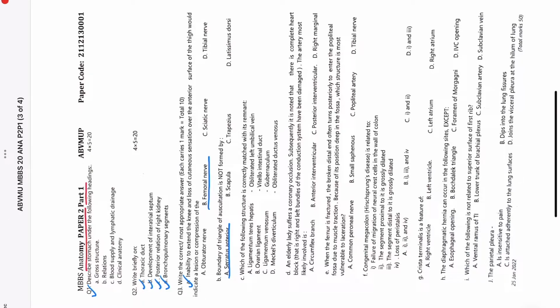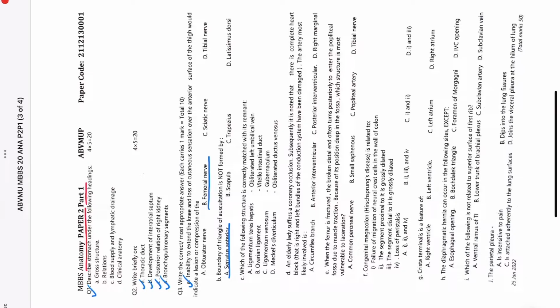Next question C. Which of the following structures is correctly matched with its remnant? Ligamentum teres hepatis, that is an obliterated left umbilical vein. Ovarian ligament, that's a remnant of vitellointestinal duct. Ligamentum venosum, that's a remnant of gubernaculum. Meckel's diverticulum is a remnant of obliterated ductus venosus. So they have asked, which is correctly matched?